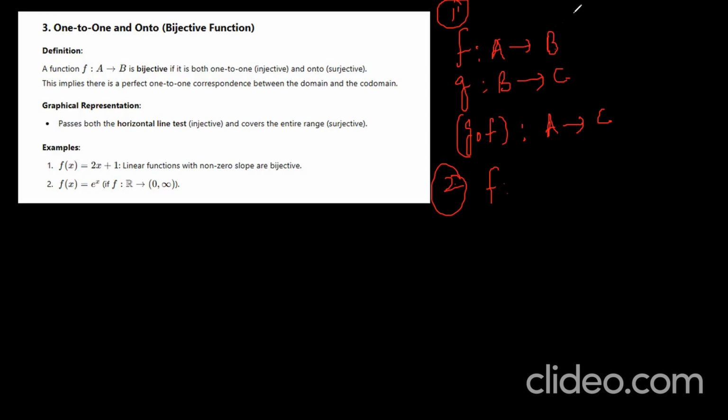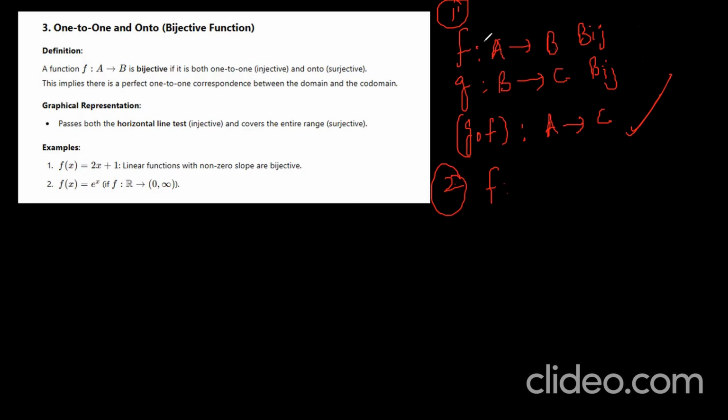A into B and B into C are two bijections. This is a bijection. This is also a bijection. G circle F is also a bijection. That is, the composition of two bijections is also a bijection.